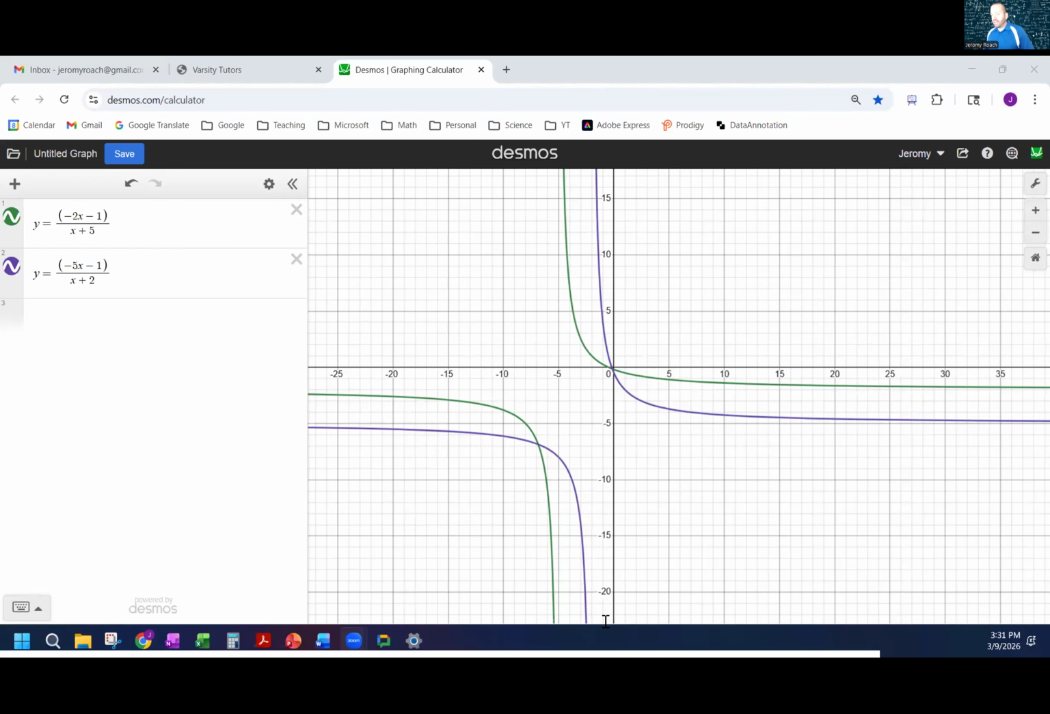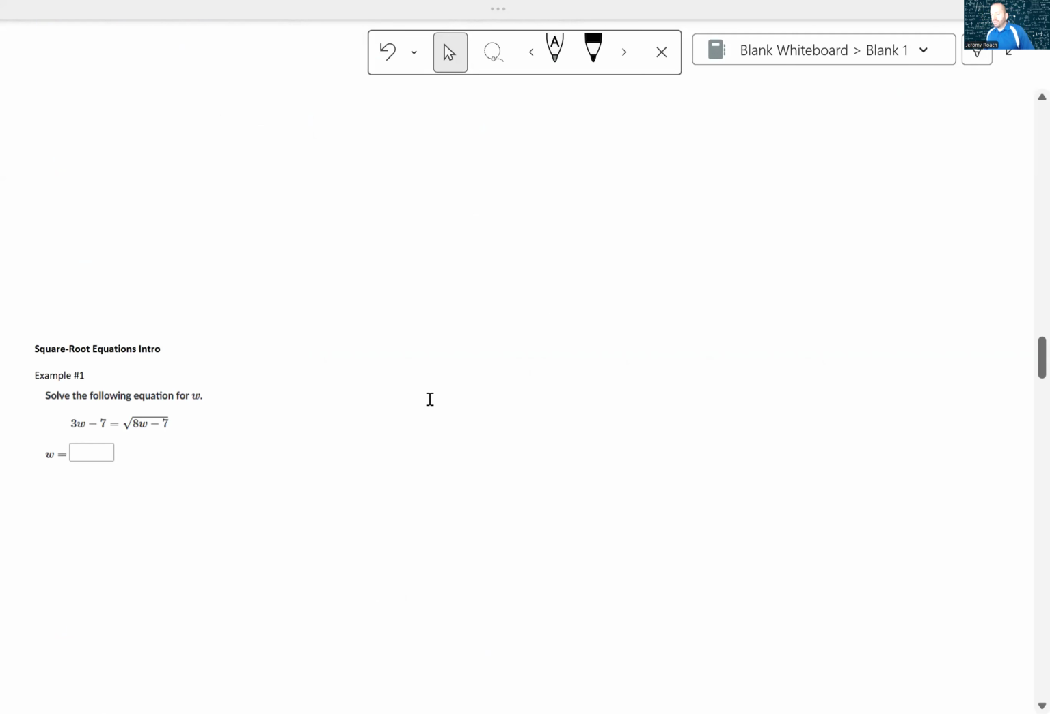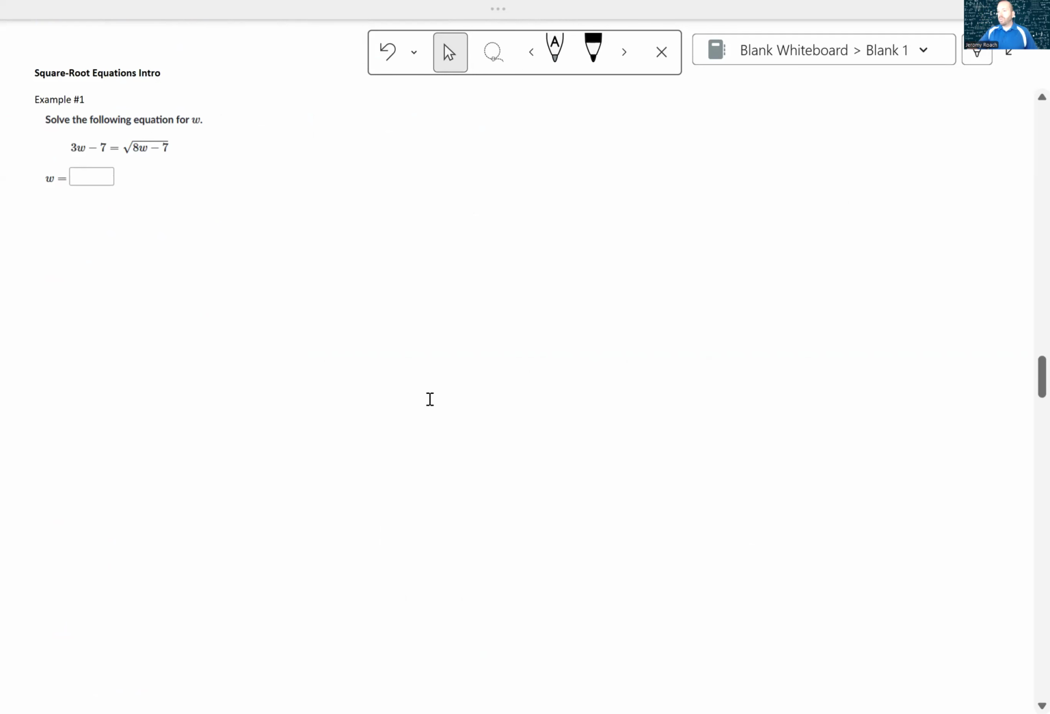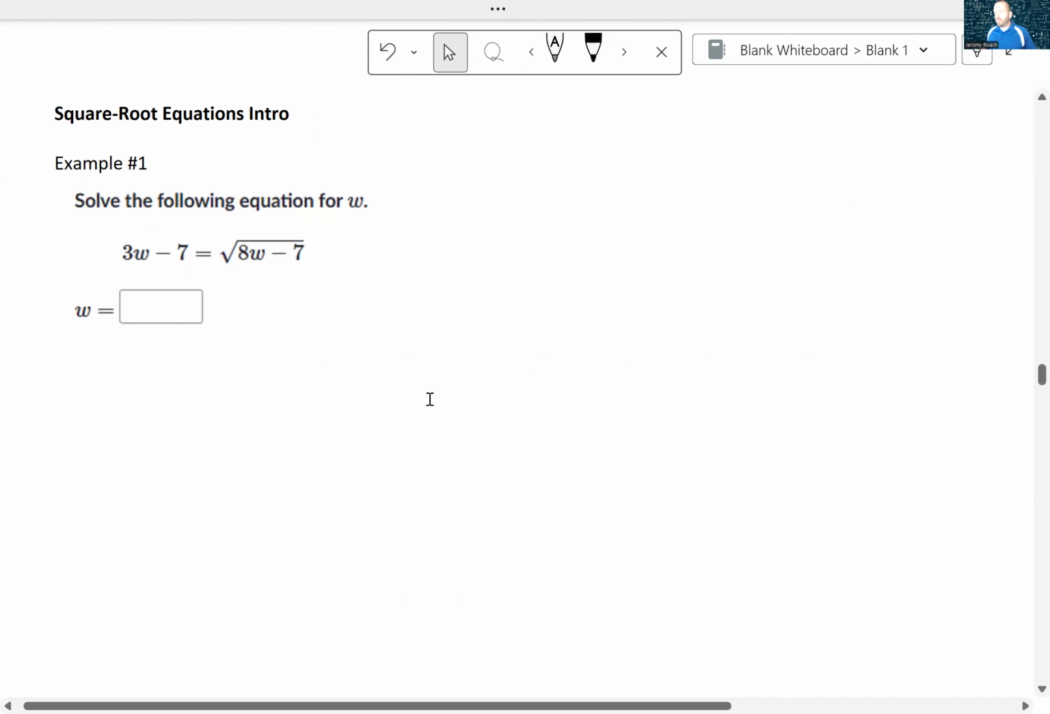All right, let's take a look at the next section here. We're going to skip the next inverse function and go to square root equations. For square root equations, we want to square both sides to get rid of the square root. And we also have to check for extraneous solutions with square root equations. We'll get into that after we do all the details of finding our final answer for W.